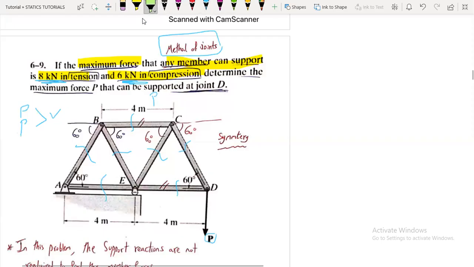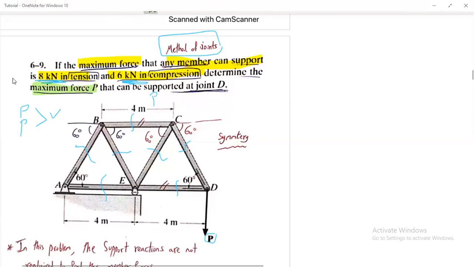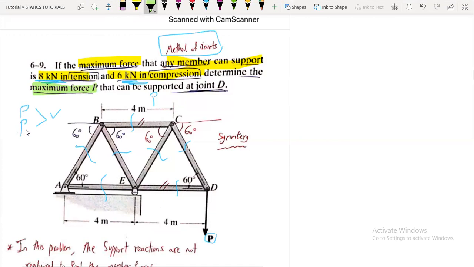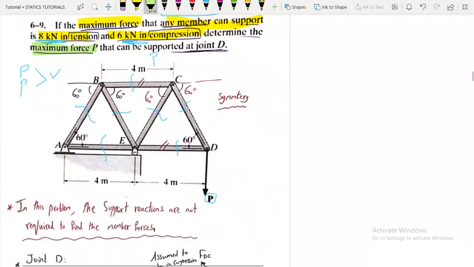So although it's written maximum force P, they mean not the value, but the maximum force allowed. Okay, so if we have two values of forces, we will choose the minimum one, or the lesser value. So in this problem, the support reactions are not required to find the member forces. You can find them, but it's a waste of time because here we can start at joint D, we will get FCD, FED, then we can move to joint C, we can find FBC, FEC.